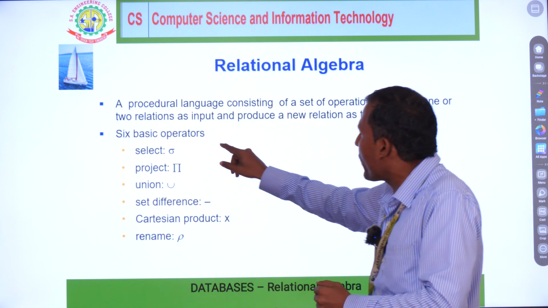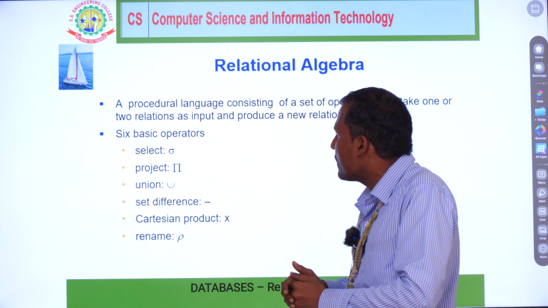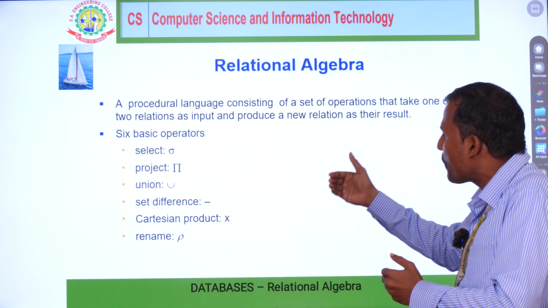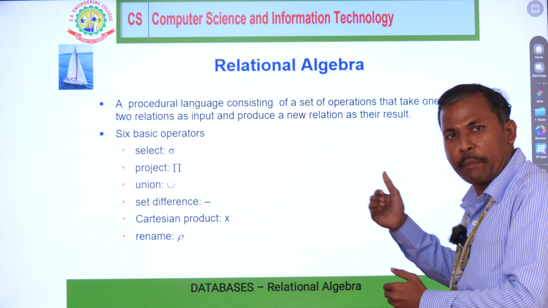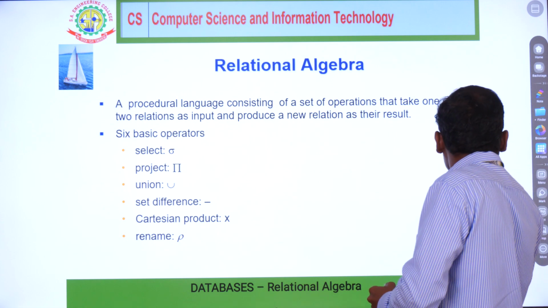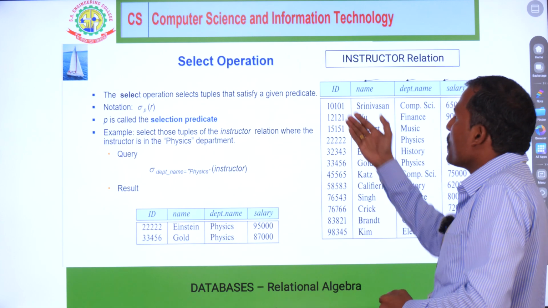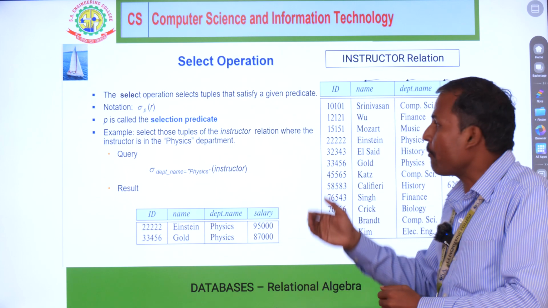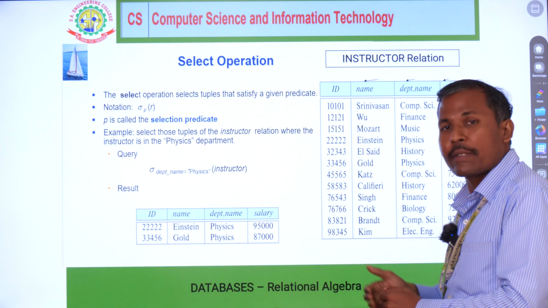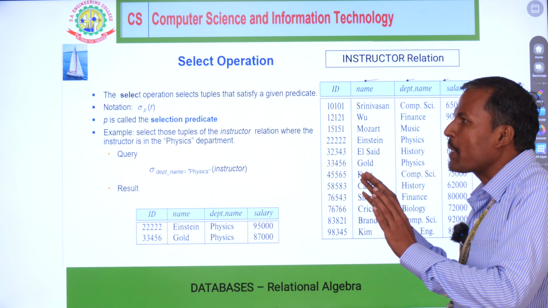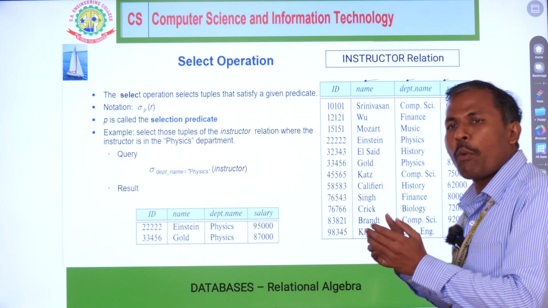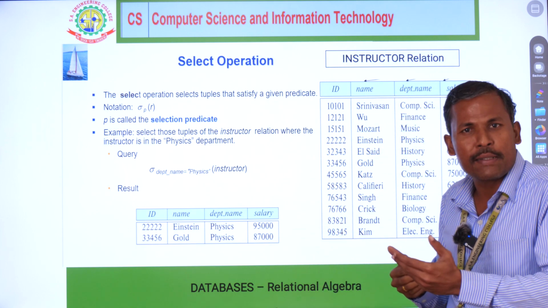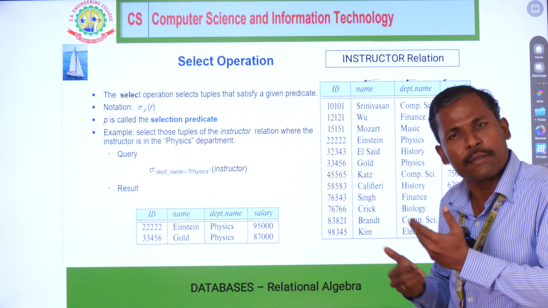So the first operator is the select operator, which is denoted by sigma. We are going to learn each and every relational algebra operator in more detail in the upcoming slides. To start with, the first relational algebra operator is the select operator. We call it a select operation, which involves the select operator. So what is actually called a select operator? If I want to retrieve data from a database based on a condition, I have to go for a select operator. That's very clear.